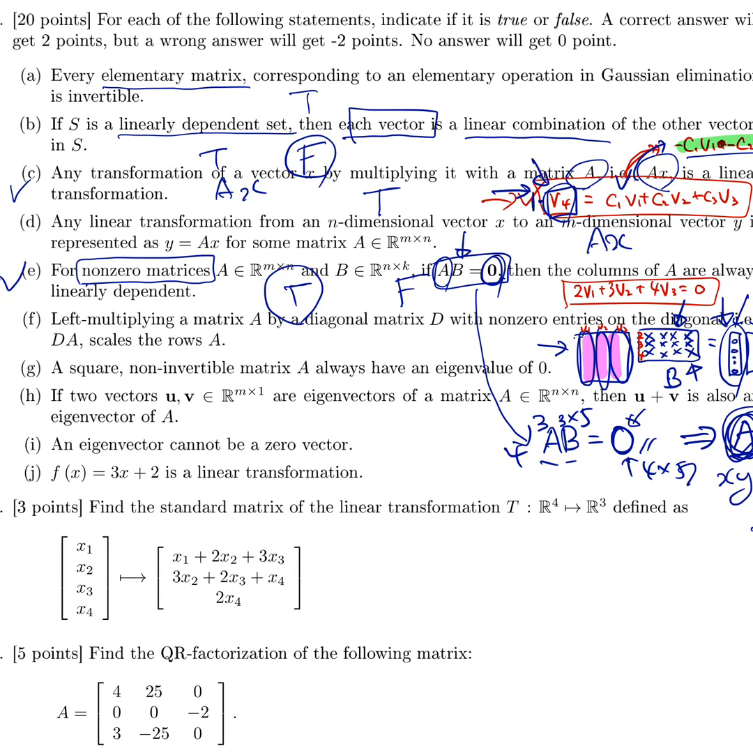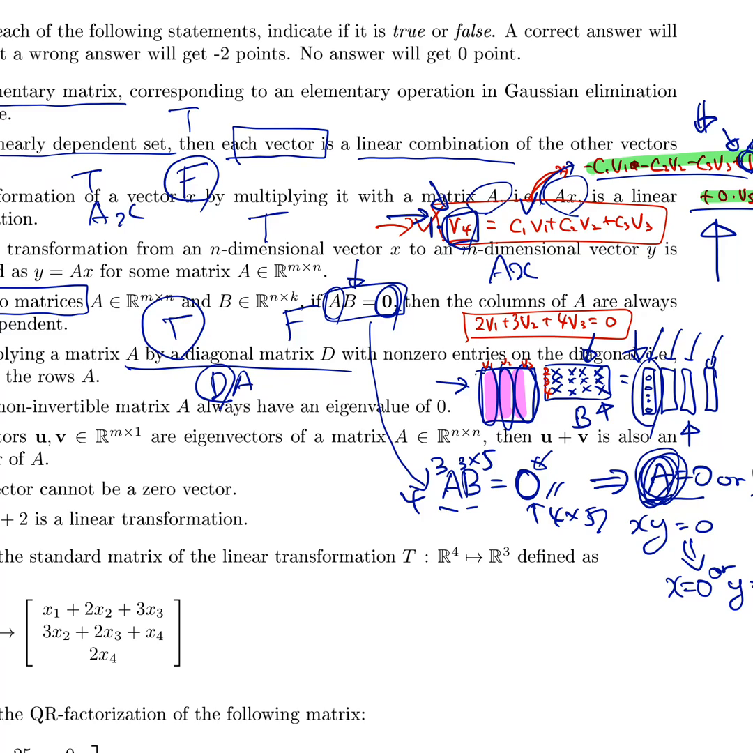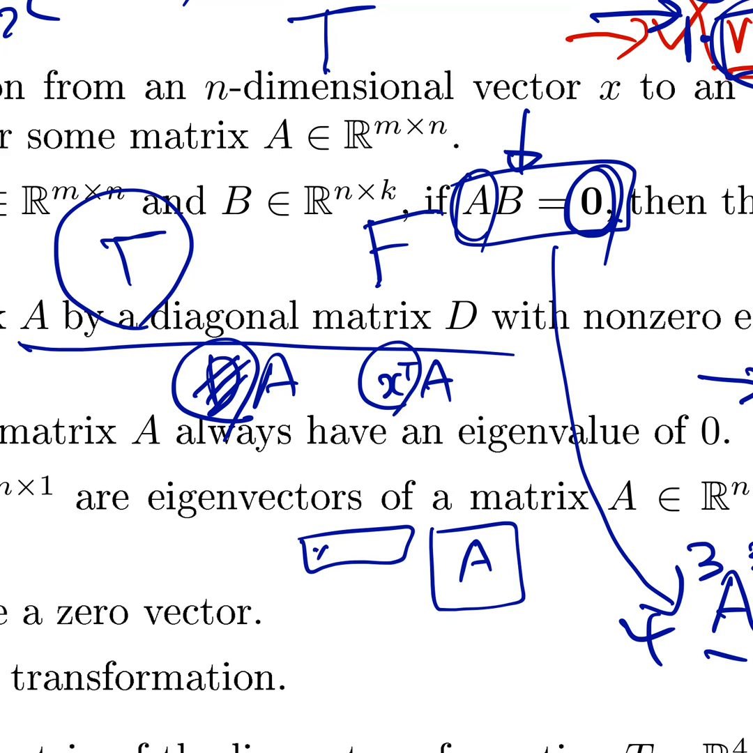Okay, moving to the next one, left multiplying. Yeah, so it's DA, where D is a diagonal matrix, right? So it is a row-wise scaling, right? And also, in general, suppose we have X transpose and A, where X transpose is a row vector and A is a matrix. Then we know that this will work as linear combination coefficients to linearly combine the rows of A, right? So if we have a diagonal matrix on the left, then we know that this is a row-wise scaling, right?